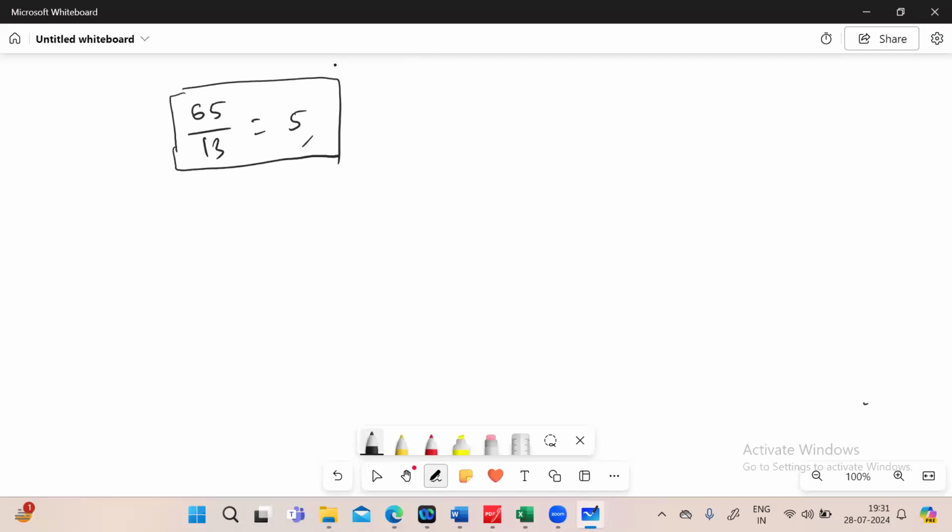If we take 13 five times, then we get 65. Yes, that's what I wanted to hear. So basically, 65 can be grouped in 13 in 5 groups. This is what it actually is.